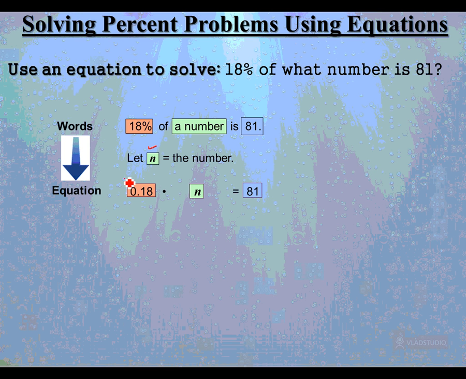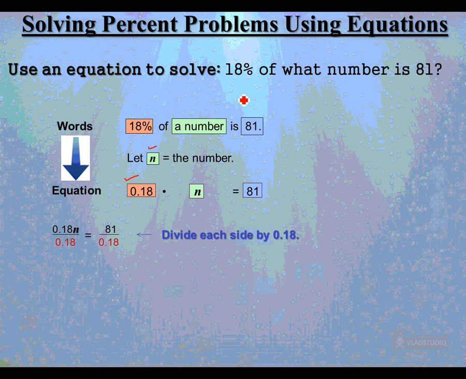As usual, whenever you have a percent, no matter what, if you're changing it to equation form, you have to change the percent to a decimal. You cannot just leave it as 18. If you leave it as 18, your answer might be 100 times bigger than what it needs to be. So make sure you change it to its decimal equivalent, or if you want, you can change it to a fraction, 18 over 100 or 9 over 50. But right now we're practicing equations, so let's leave it as a decimal. So 0.18 times n equals 81.